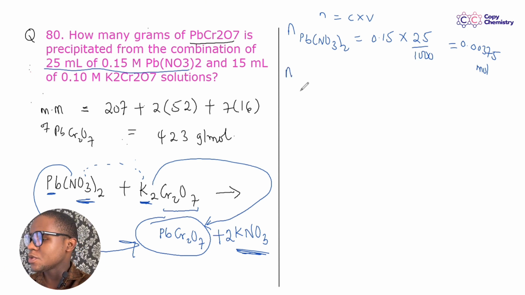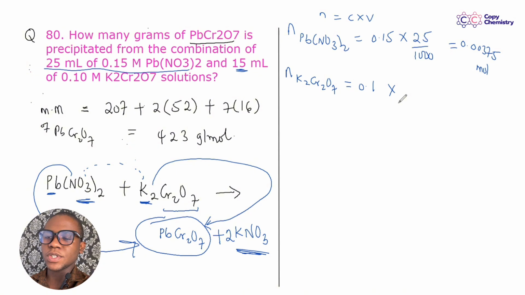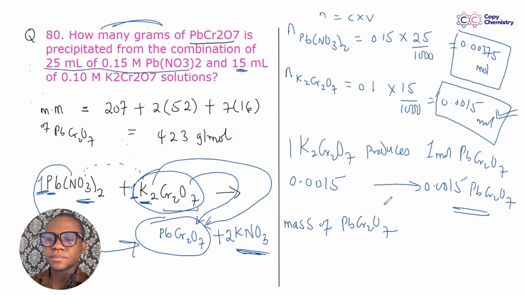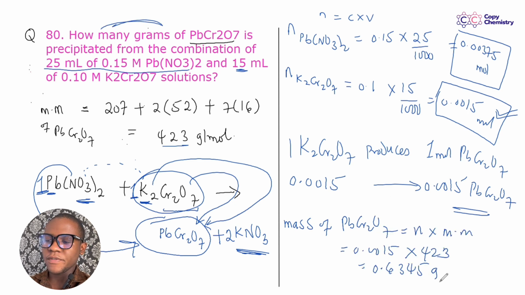Similarly, the number of moles of the second one, potassium dichromate, will be the concentration, which is this, multiplied by the volume, which is 15. Again, dividing by 1,000 there. And after doing that, I'm having 0.0015 moles. Now the next thing is to determine your limiting reagent and then use it to do the final calculation. And then you get your mass. Pretty easy.